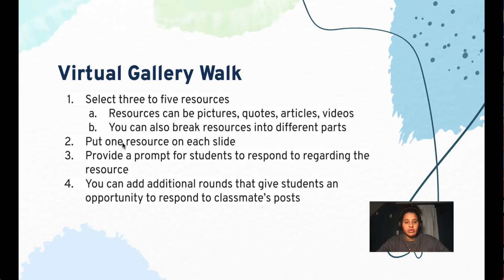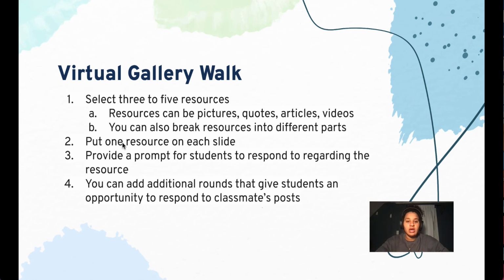So you're going to select 3 to 5 resources. The resources can be pictures, quotes, articles, samples of text, etc. You can also use one resource and break it into different parts. I'm going to show you how to do both using the lessons from this unit. You're going to put one resource or a part of a resource on each slide and then provide a prompt for students to respond to regarding that resource.